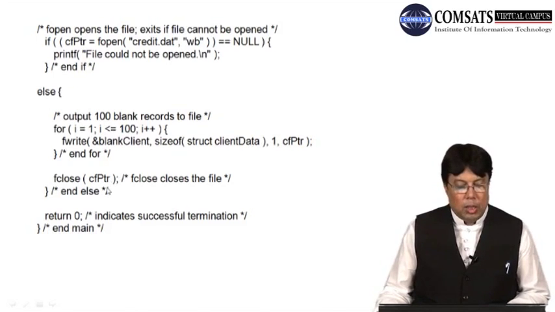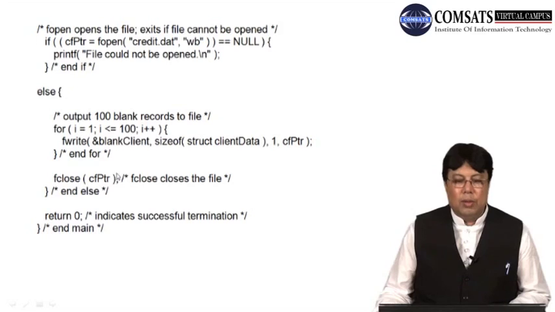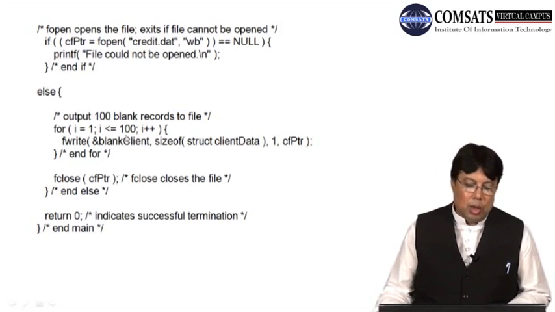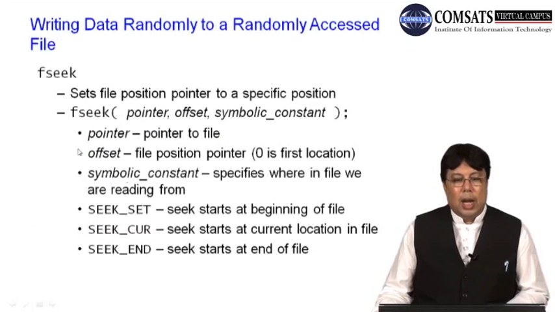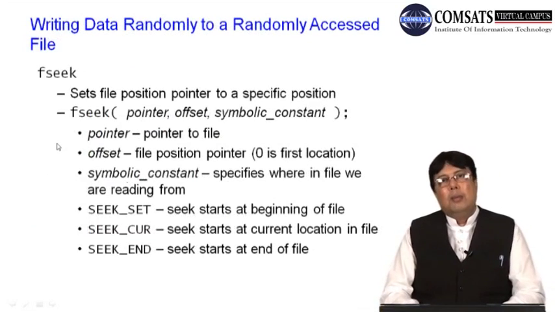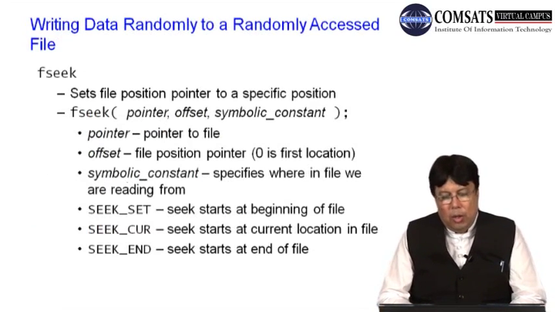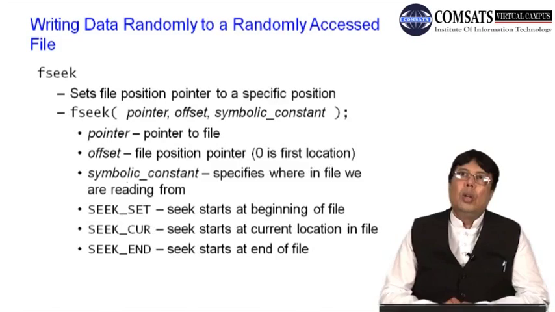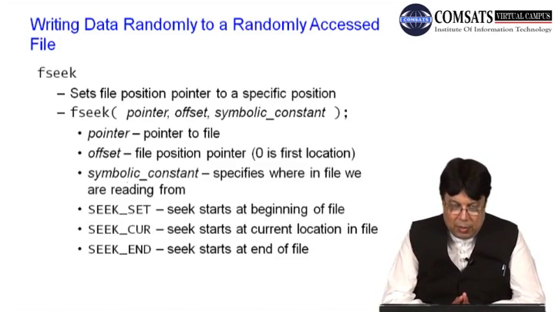Then we can just close the file. The file has been closed. We have done nothing else. We have simply opened the file, created a template, created a structure, and closed the file. Then, writing data randomly to a random access file. We have closed the file after creating the structure. Now we want to write into the file randomly, because it's a random access file.